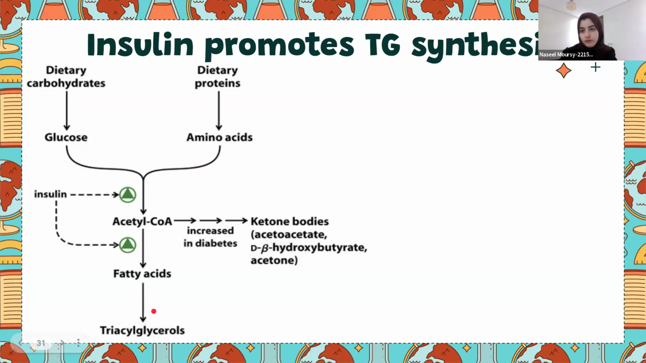However, if we have a patient with type 1 diabetes, that means they don't have insulin. So if you don't have insulin, what happens? You cannot promote this process, so acetyl-CoA accumulates because it is not shifted into a fatty acid chain. If it accumulates, the body takes it to another pathway, which is ketone body synthesis, which you will have in the next lecture about beta oxidation. When ketone bodies are synthesized, they cause many problems.